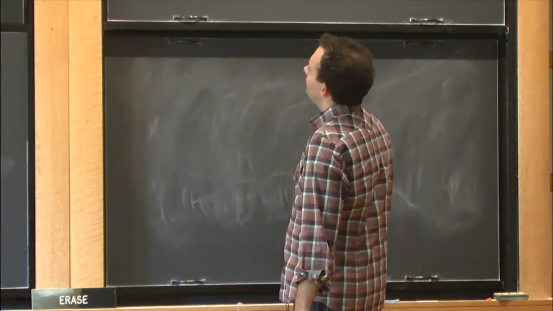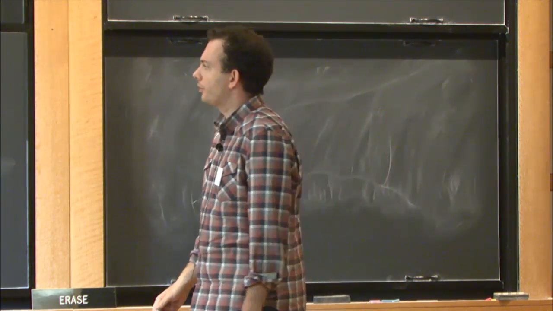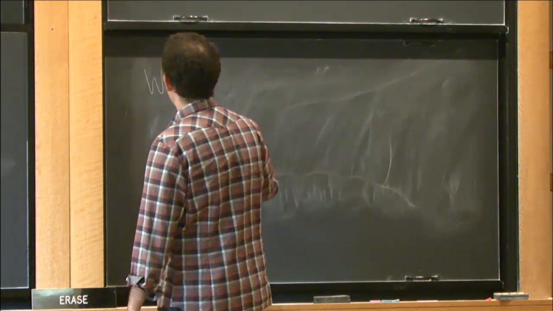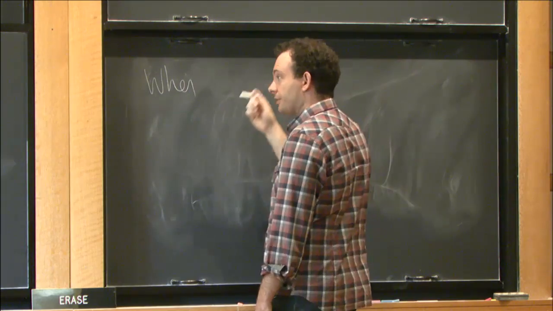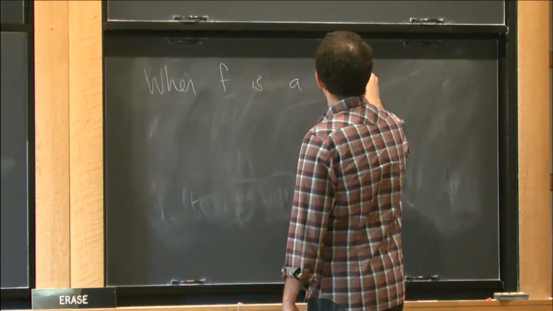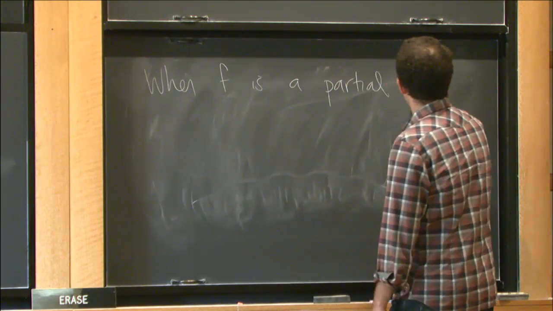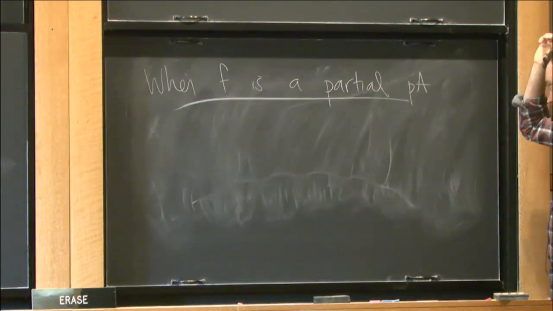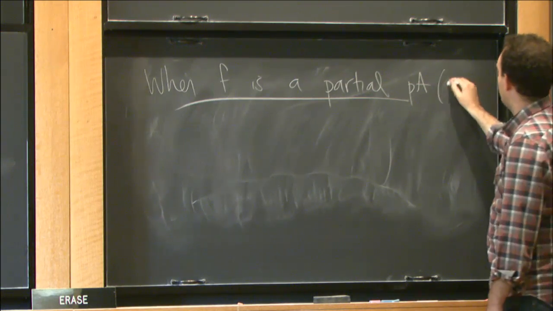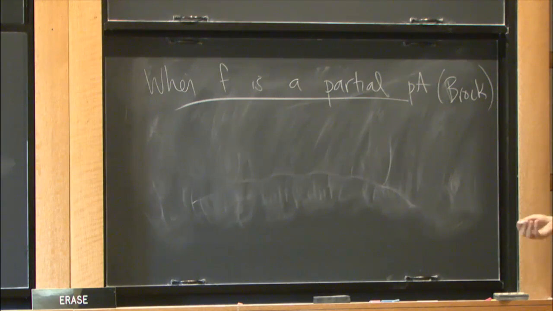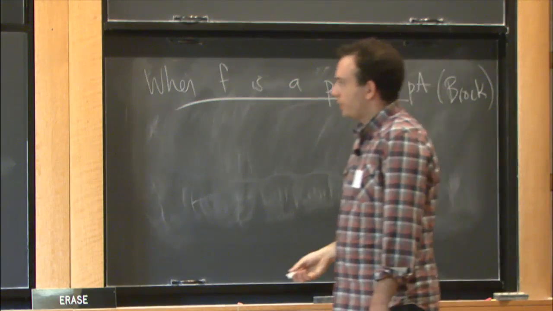All right. So maybe for the last example, let's take the case now when f is a partial pseudo-Anosov. This is due to Brock. So this was Brock's thesis. And so what happens in this case?